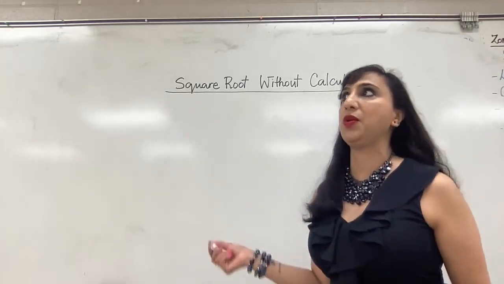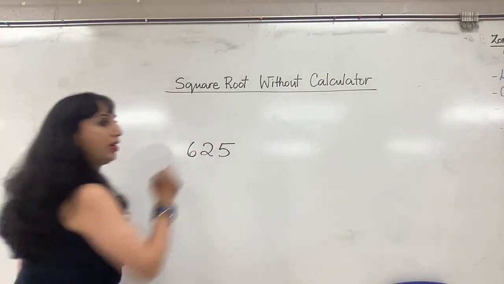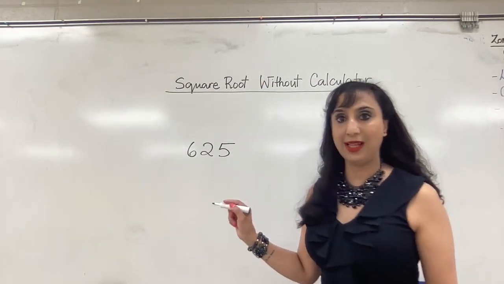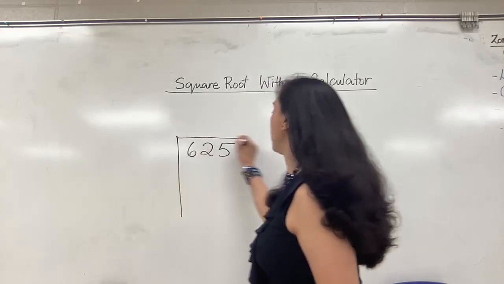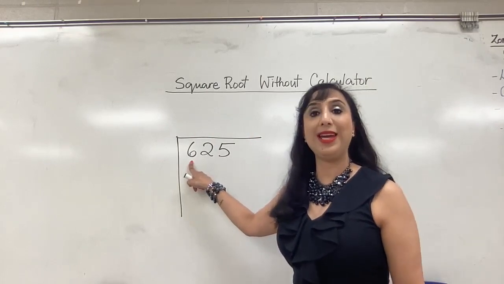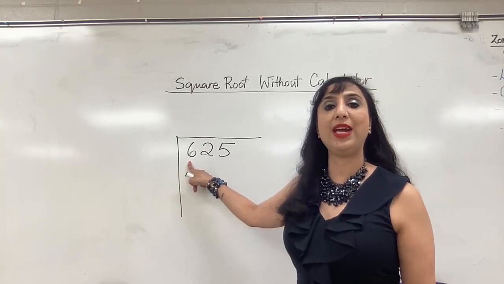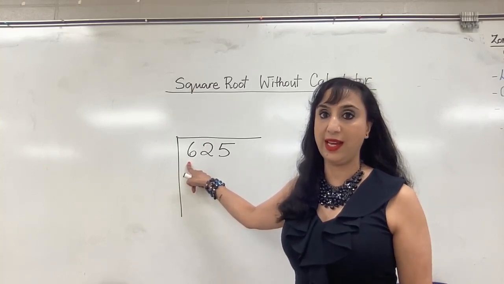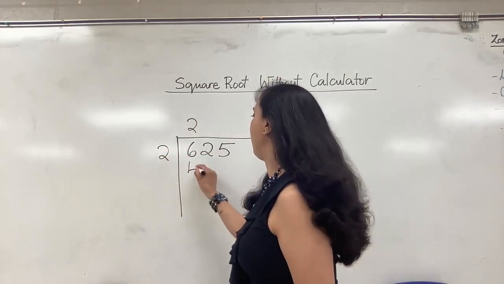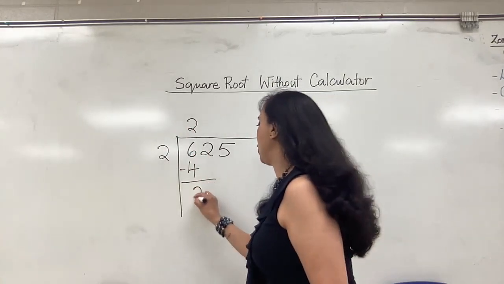Let's say I give you, find the square root of 625. We begin exactly the same way with the division. I look at the first digit: 1 times 1 is a little less, 2 times 2 is 4, and 3 times 3 is 9. So 9 is going to be greater than the 6. So I'm going to do 2 times 2, which gives me 4, and then 6 minus 4 gives me 2.